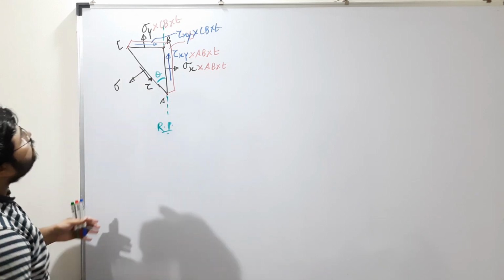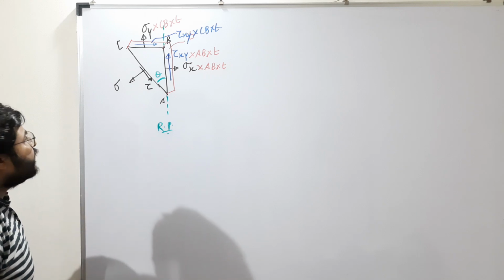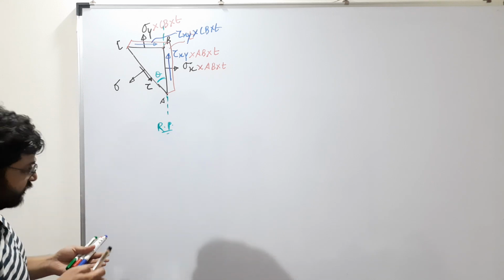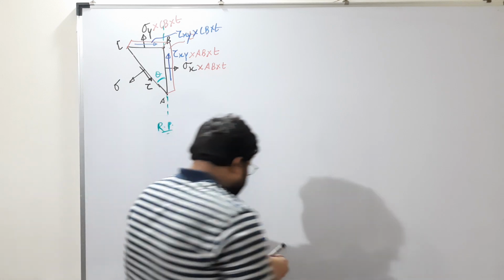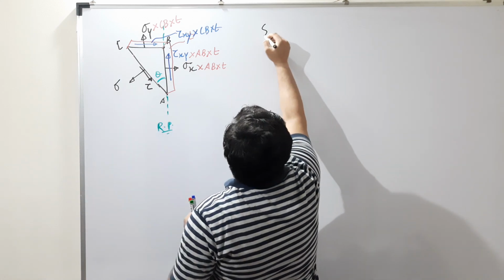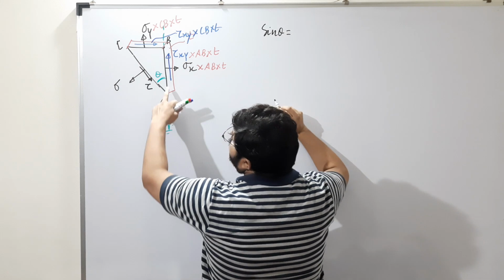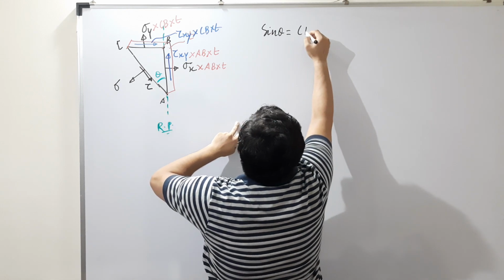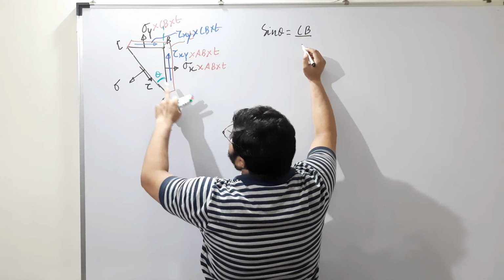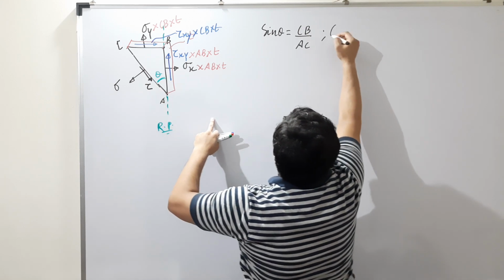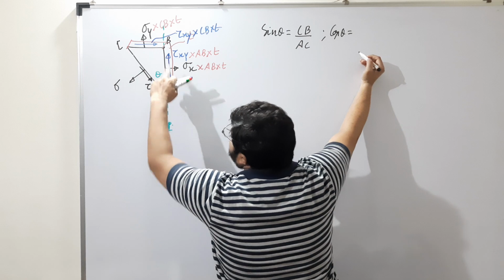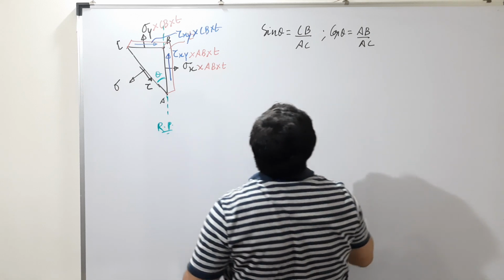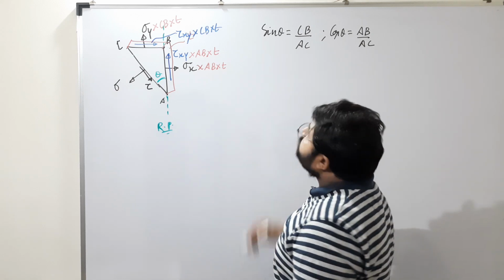So before we go further into the analysis, I should write a few expressions for you which are needed actually. So what are those expressions? I will start here. First, sine theta. If you see this is theta, so sine theta will be height upon hypotenuse. So it will be CB upon AC. Cos theta will be base, AB upon AC, right? So these two values of sine theta and cos theta we are going to use.